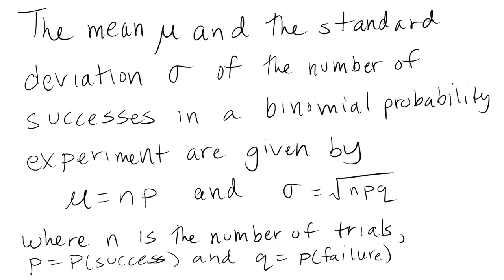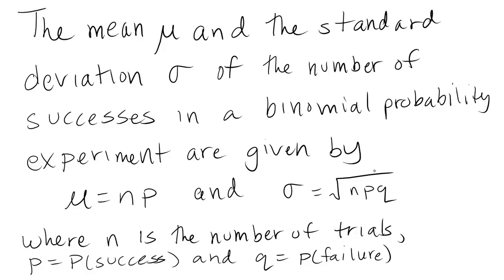The mean mu and the standard deviation sigma of the number of successes in a binomial probability experiment are given by the formulas mu equals n times p and sigma equals the square root of n times p times q, where n is the number of trials, p is the probability of success, and q is the probability of failure. So again, very basic formulas, not a whole lot to them. Notice that there are no summations like we have to do for expected value.